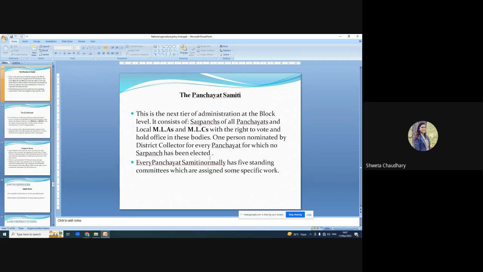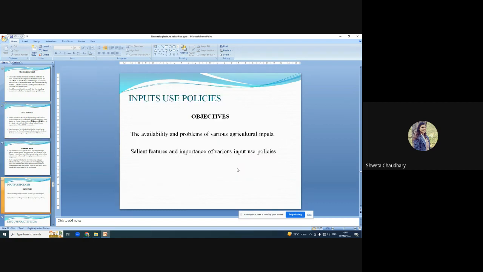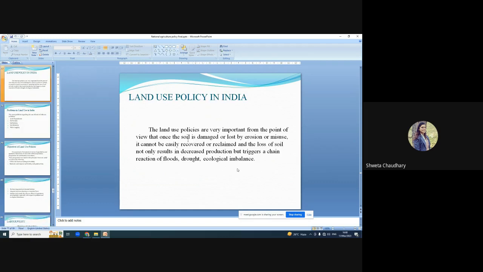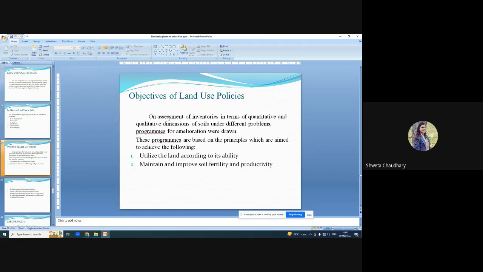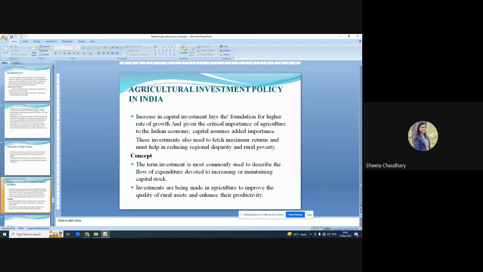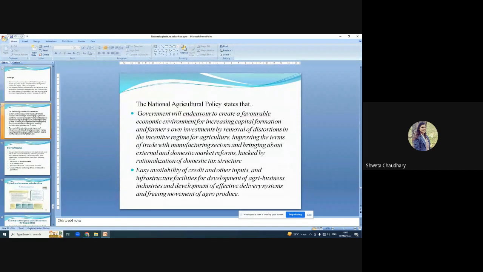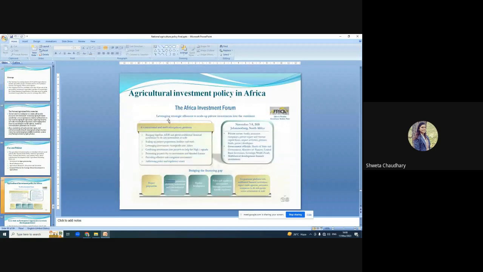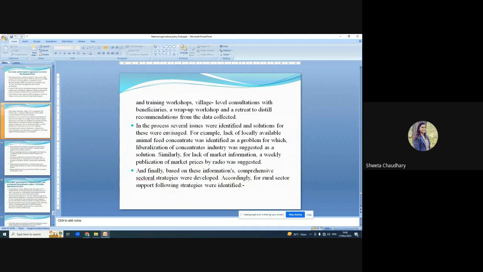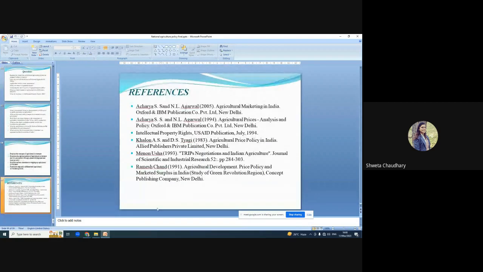So we have Sarpanch here, like we have a head, then we have a secretary. In a village we have a head and a secretary that undertake various operations. Then we have input use, where we have studied land use policy and water use policies. Then we have investment policies, where we should invest, how much we should invest. This is all about investment in Africa. Then we have case studies and a few questions. And this is all about today's lecture.